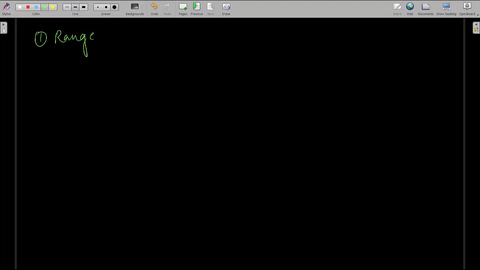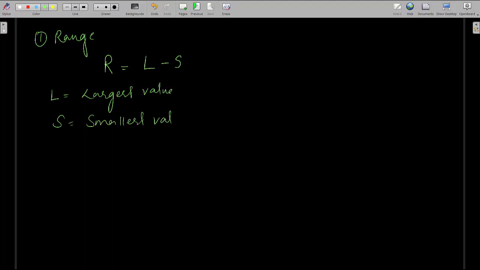So the formula to calculate range is, we can just write R, range, is equal to L minus S. Now, L here stands for largest value, and S stands for smallest value. So in a series, for example, this is individual series.